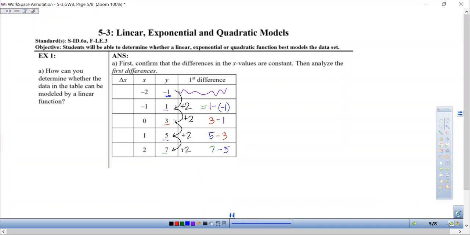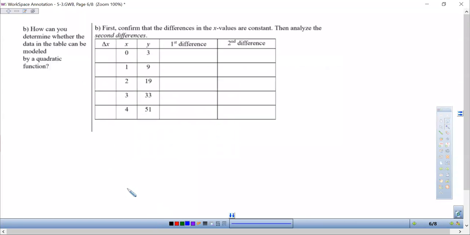Okay, so let's look at quadratic. Quadratic is similar, it's just second differences. This one actually has an extra box in the same way, and that means it's going to end up with an extra box here. So we aren't going to fill those in. Remember, strategically, I'm taking the y value and subtracting the previous y value. So 9 minus 3 gives me 6.